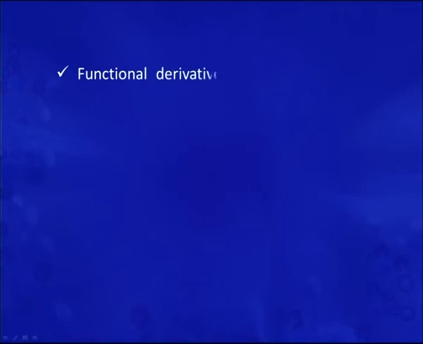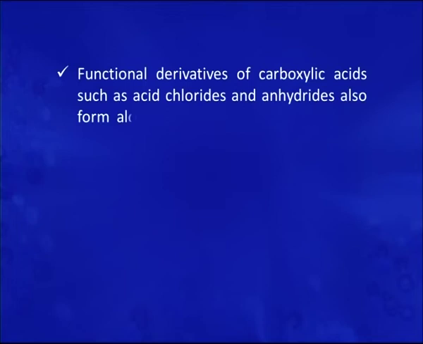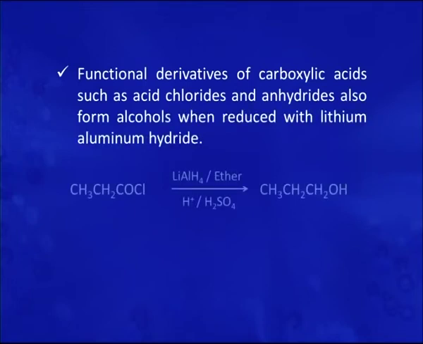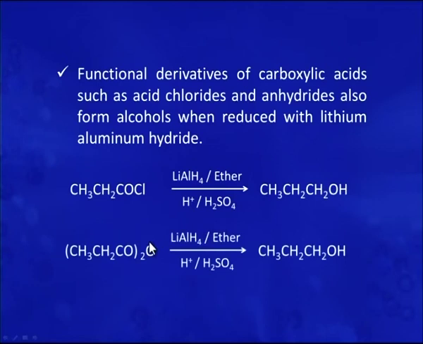Functional derivatives of carboxylic acids such as acid chloride and anhydride also form alcohol when reduced with lithium aluminum hydride. Here it is an acid chloride, propanoyl chloride actually, which upon reduction with lithium aluminum hydride followed by hydrolysis forms normal propanol. This is propanoyl anhydride. Upon reduction with lithium aluminum hydride, it forms propanol.